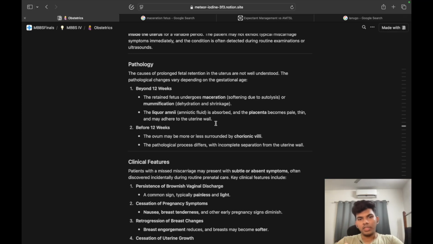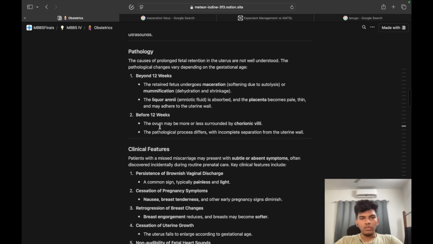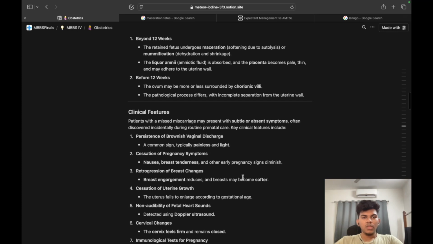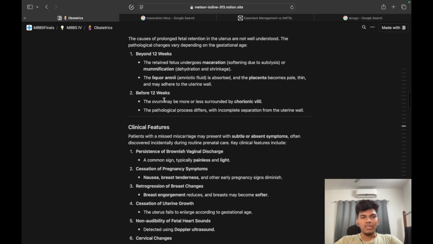So one, they are talking about the fetus wherein there is maceration and mummification. The other one, the liquor amnii, the amniotic fluid, is gone, and the placenta becomes pale, thin and adheres to the uterine wall. And before 12 weeks, the ovum becomes more or less surrounded by chorionic villi. The pathological process differs, with incomplete separation from the uterine wall. So that is what happens before and beyond 12 weeks. Here it is very small, here it is slightly big. That's why we are talking about the fetus and placenta.